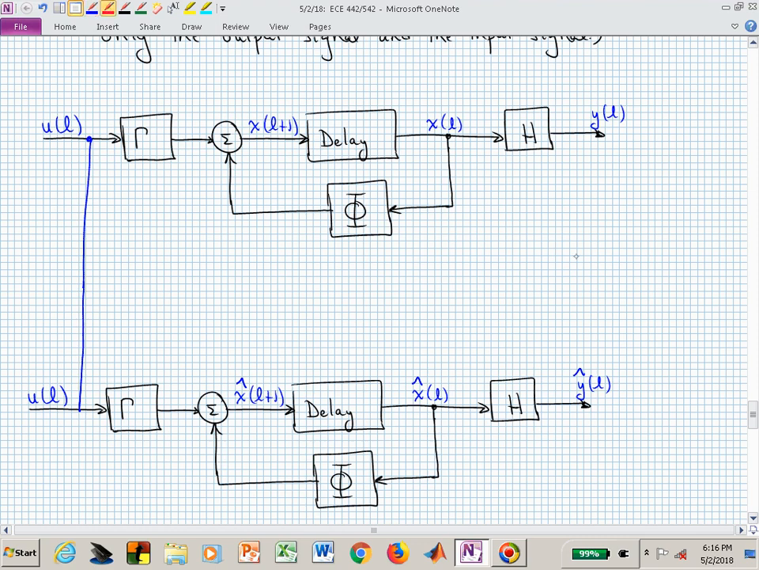Why can't I just now take and compare Y with Y hat? Meaning, what if I say Y of L minus Y hat of L? That's going to generate an error in the output. And now can I use that error to somehow change my estimate of the state?